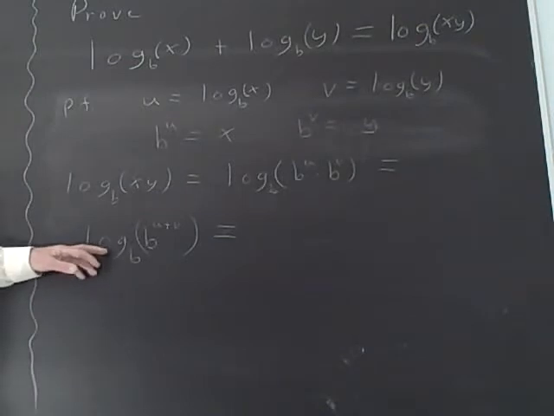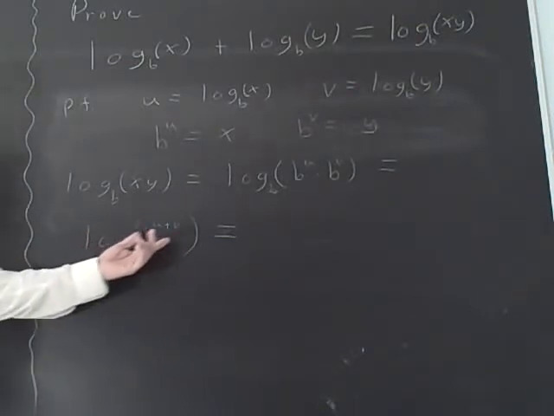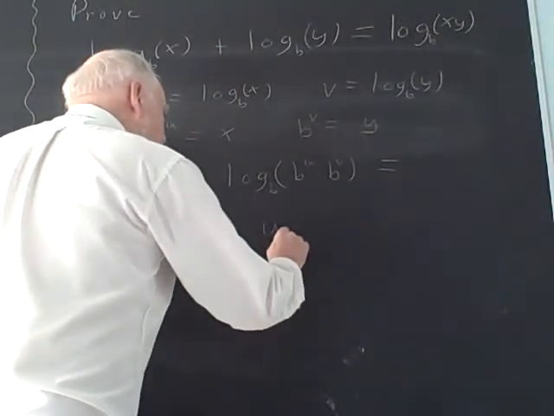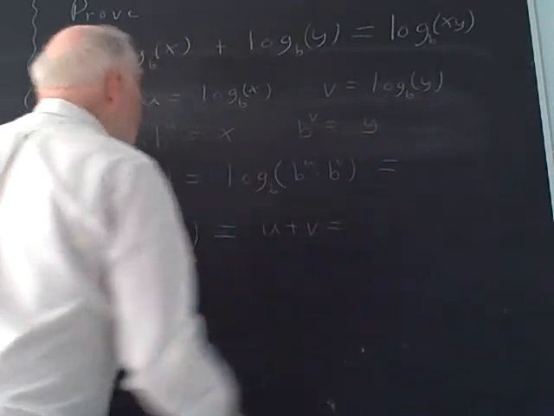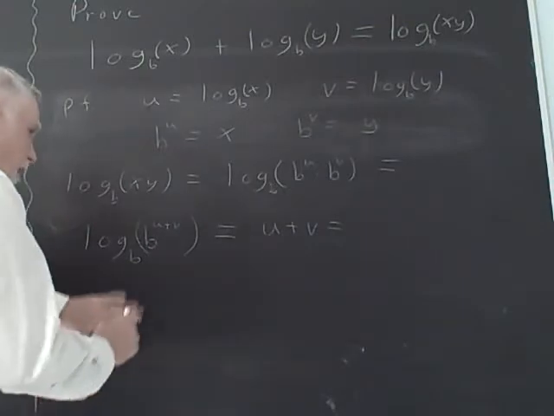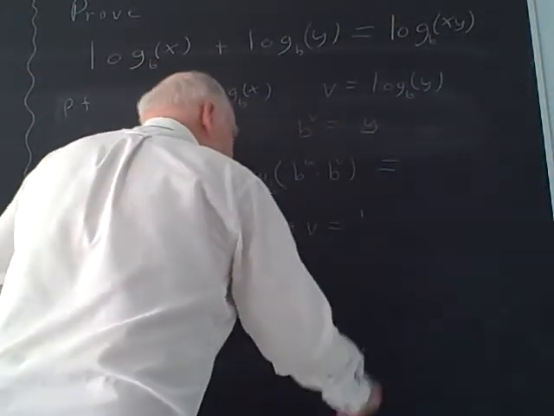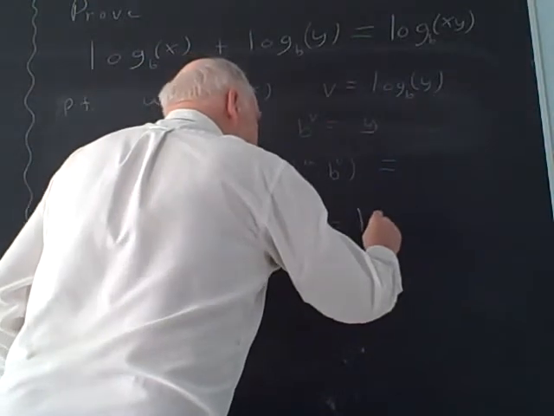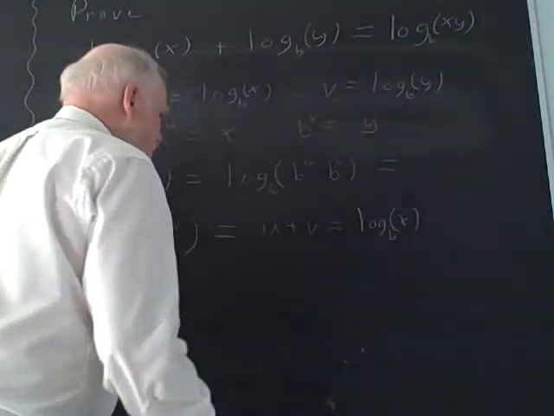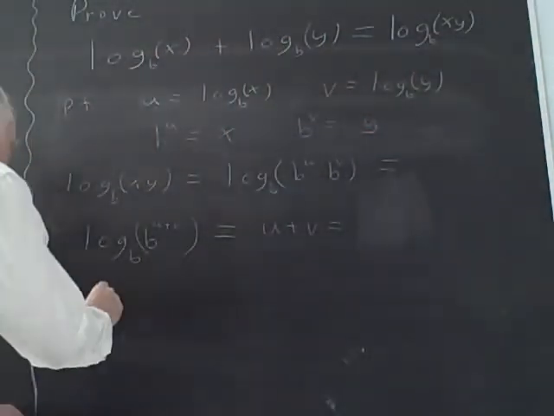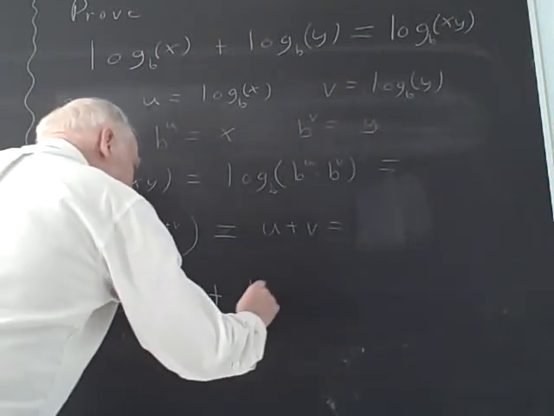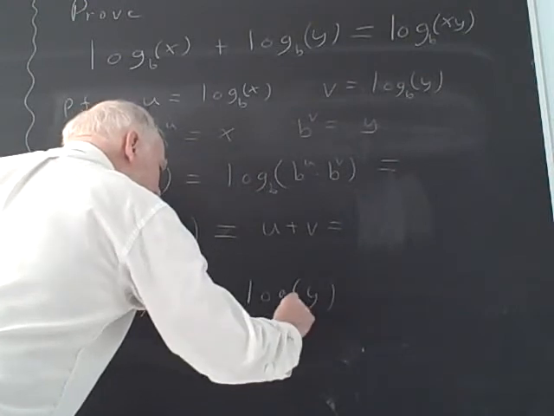Now I notice that I've got function of function inverse here, so these will cancel each other out, and I'll end up with u plus v. And now I resubstitute. The log of x base b plus the log of y base b. I don't know if that's going to fit. Maybe I'll put it down here. Okay, u plus v equals the log of x base b plus the log of y base b.